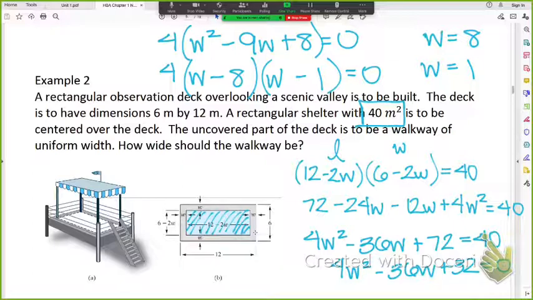Let's look at the side. If I plugged in 8 for the width there, 6 minus 2 times 8, what are we going to get for the width there? A negative. Are we okay having a negative? No. So we're going to get rid of that 8, and we just keep 1. We're measuring in meters.